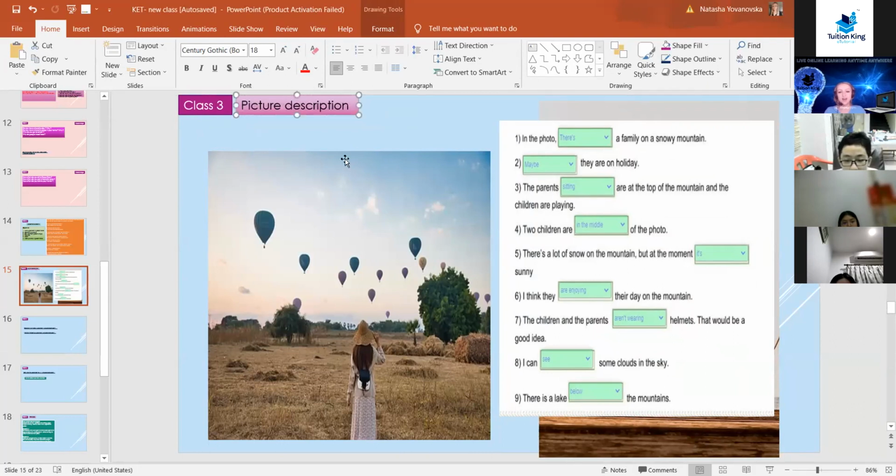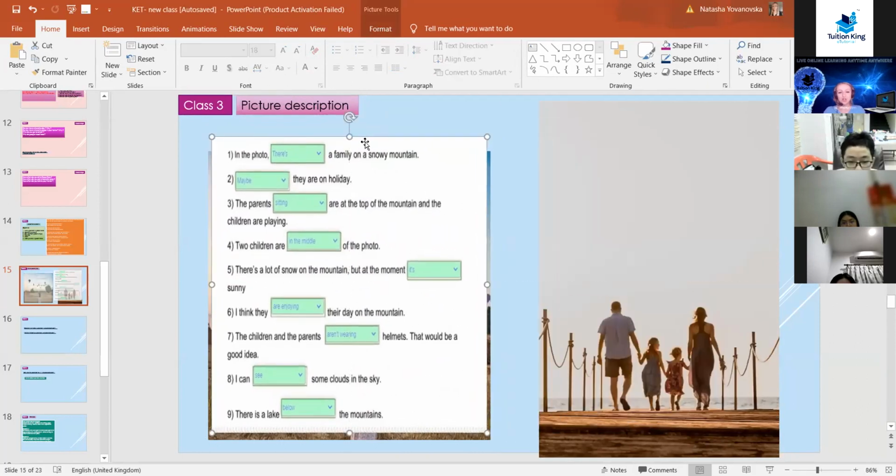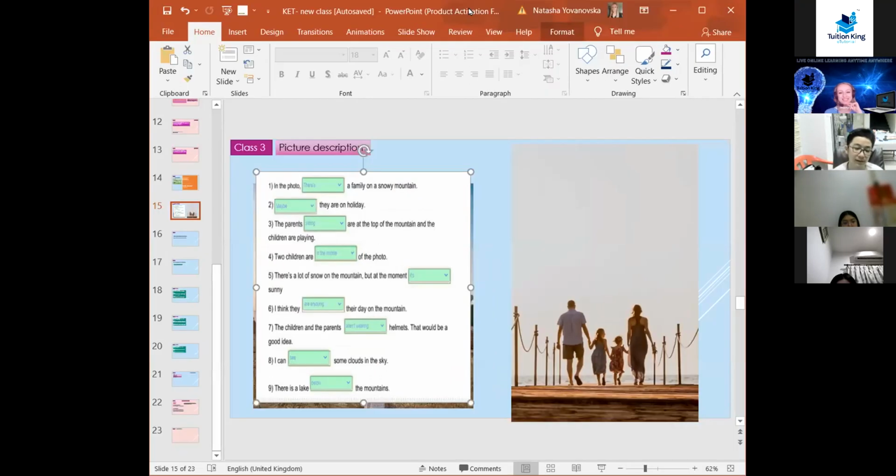Esther, would you like to try to do the second picture? So use this guideline to help you. You don't have to follow everything, right? But this is a good guideline to help you describe this picture. Would you like to try? Yes. Yeah, let's go.